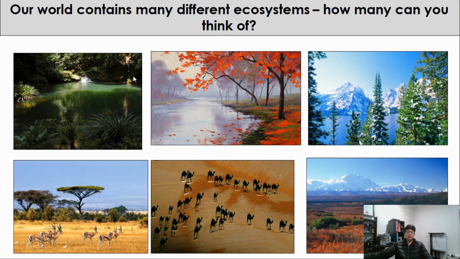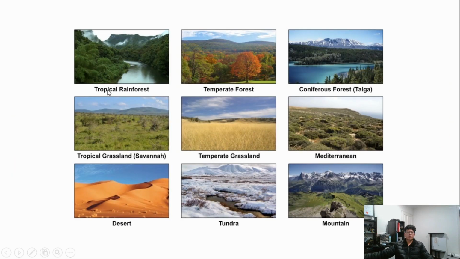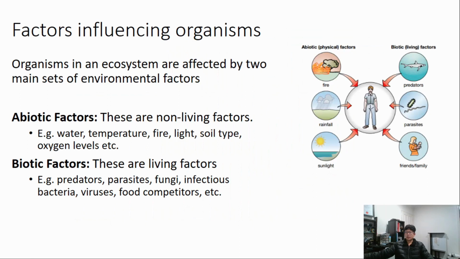Alright, on the next slide I've got a couple of examples. We have the tropical rainforest, the temperate forest, coniferous forest, which is known as taiga, tropical grassland, which is known as savanna, temperate grassland, which is a bit drier, Mediterranean, desert, tundra, and the mountains. And in each ecosystem we have different factors influencing organisms.